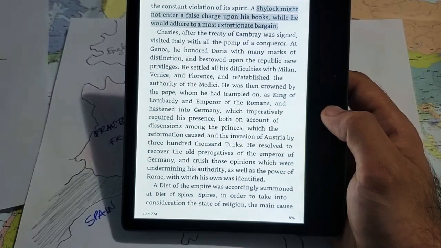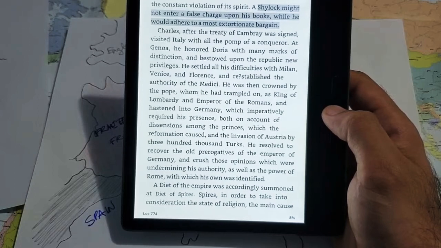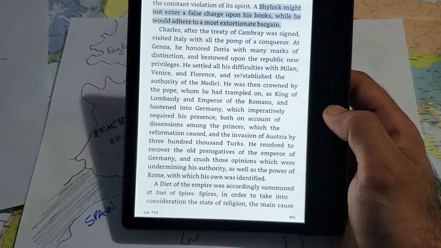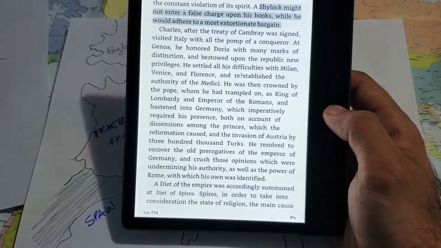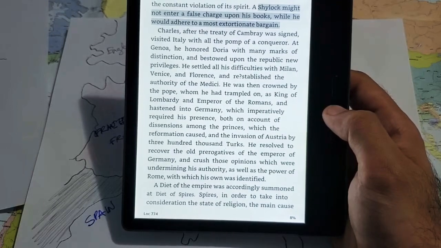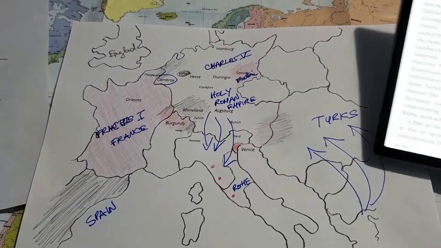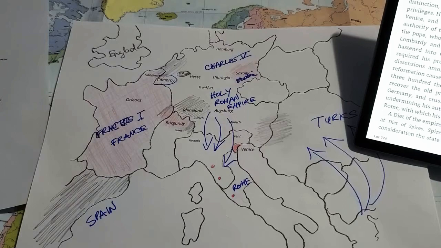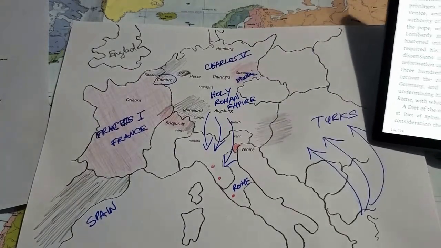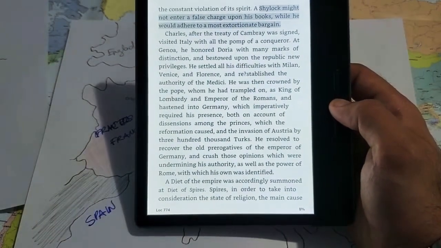He was then crowned by the Pope, whom he had trampled on, as King of Lombardy and Emperor of the Romans, and hastened into Germany, which imperatively required his presence, both on account of dissensions among the princes, which the Reformation caused, and the invasion of Austria by 300,000 Turks. So he has a lot to handle. He has Protestants revolting. Remember, Frederick, the Elector of Saxony, was sponsoring Luther. Luther was also in Thuringia, and you have the Turks attacking that empire. So he doesn't have time to be in Rome for too long.